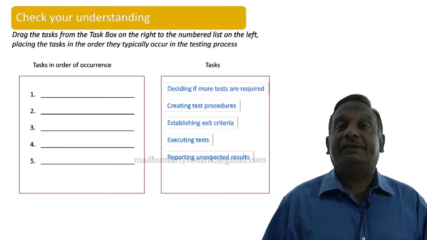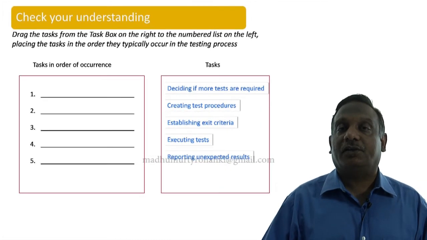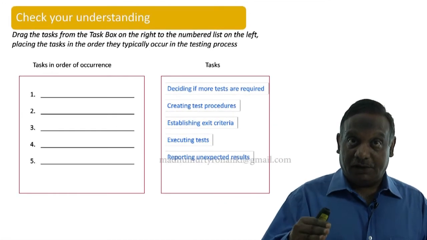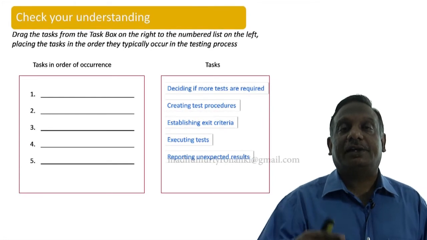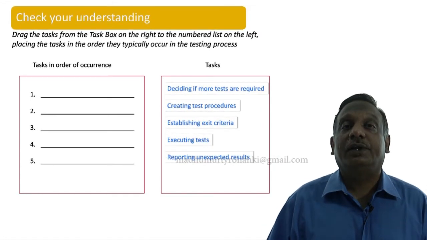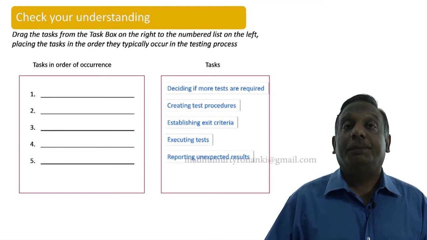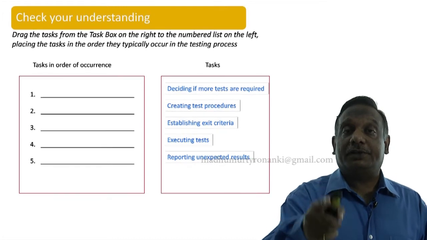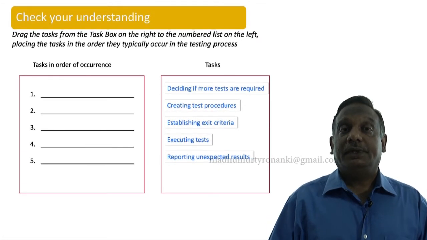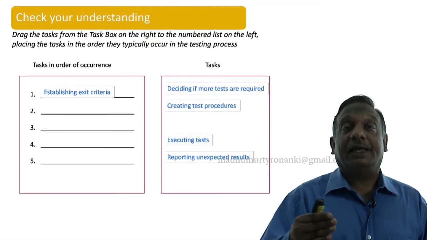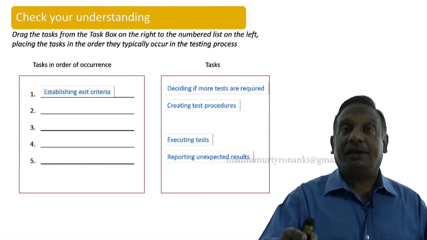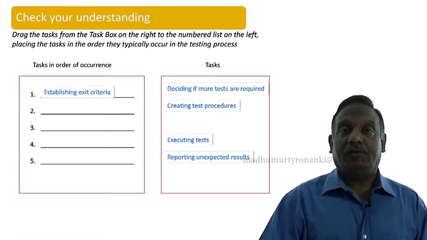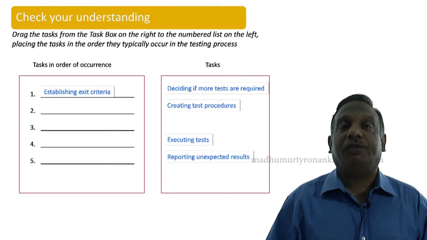The first is deciding if more tests are required. Second is creating test procedures. Third one is establishing exit criteria. Fourth one is executing tests. Fifth one is reporting unexpected results. So out of these 5, which one happens first? Think. Yes, you are right. That is establishing exit criteria. That happens during our test planning phase. What follows that within this list of 5 here?